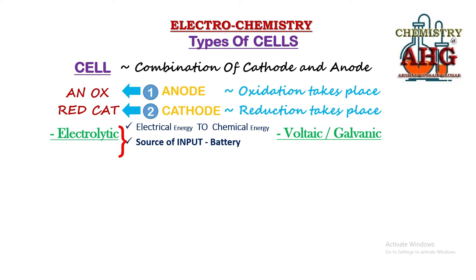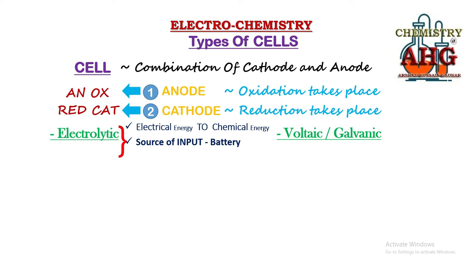So battery is the source of input that is used during electrolytic cell. But if ever we are having voltaic or galvanic cell, we do not need any source of input. Rather, there must be a source of output that can tell us how much voltage, or how much electrical energy is being produced by this cell.